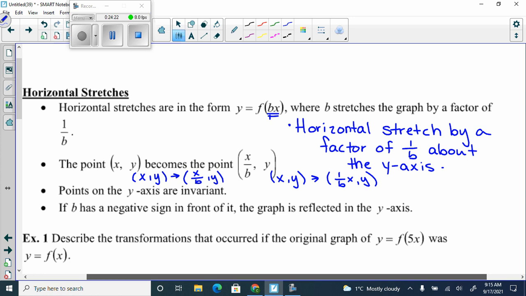Now the points on the y-axis are invariant because my x values equal 0. And if b has a negative sign in front of it, it's a reflection in the x-axis. That didn't change.